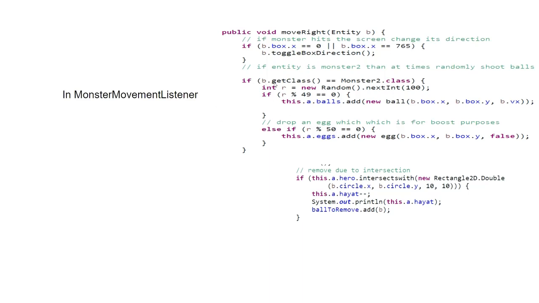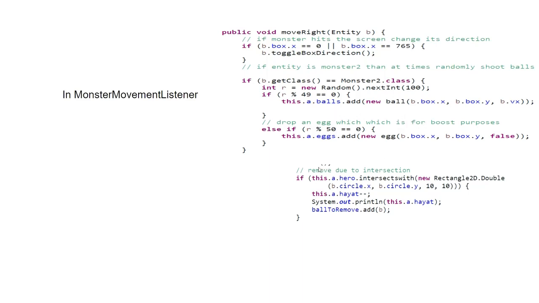Another thing it does is, if this entity we're talking about is monster 2, then it creates a new random, and if this random is divisible by 49, then it creates a bowl, and the bowl just basically moves with twice the velocity of a monster, and if you hit a bowl, you die. I mean, you lose an HP, you don't die. And also, if this random R is divisible by 50, my monster 2 creates an egg, which if you take, your movement speed will increase. This doesn't become a monster, so you don't have to be afraid of it.